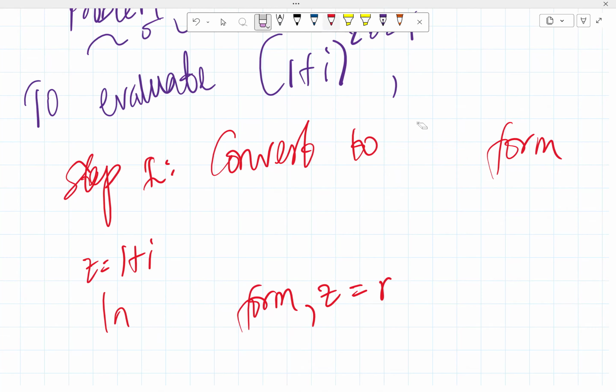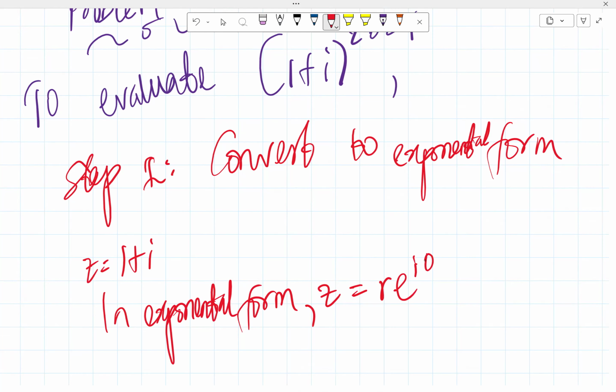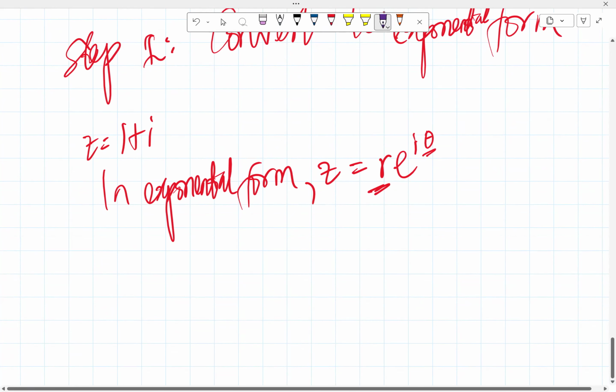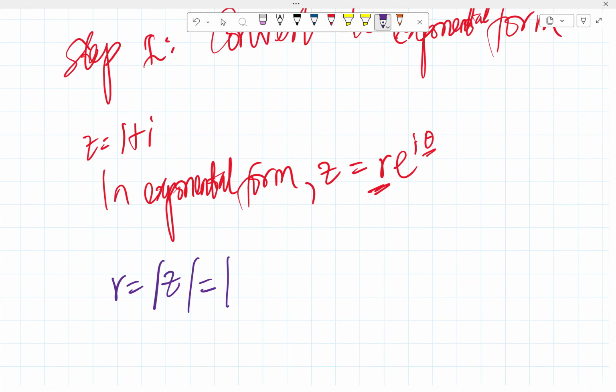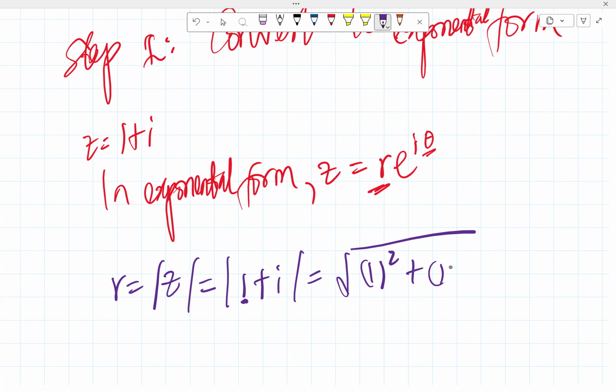Polar form and exponential form are about the same, so convert to exponential form. So you can also see another dimension to it. In exponential form, we have z to be r e raised to the power i theta. Now all we need is this r and this theta. We know that r is the absolute value of z, which is the absolute value of 1 plus i, and that is the square root of 1 squared, the real part, plus the imaginary part. The coefficient of i is also 1, so 1 squared. So we have the square root of 2, and that's all we need for that.